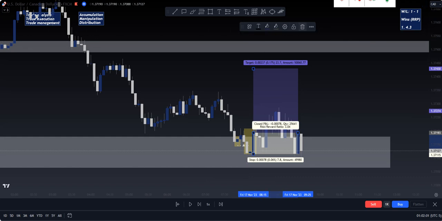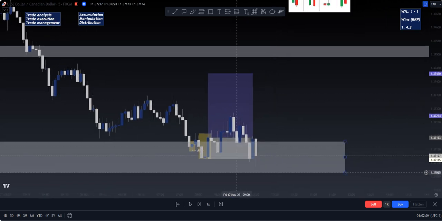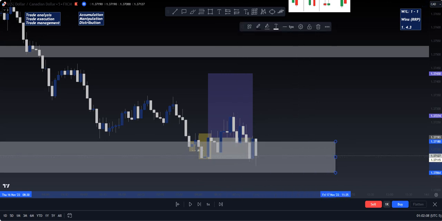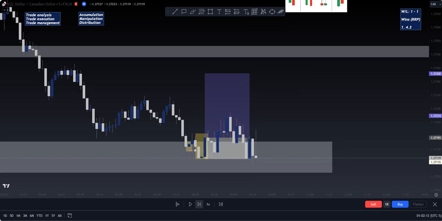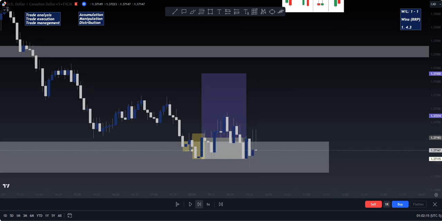So this is the first loss. We got stopped. But we're still in this zone. We're still in this area of interest. So what we're going to do is wait for another entry confirmation before we take our trade.